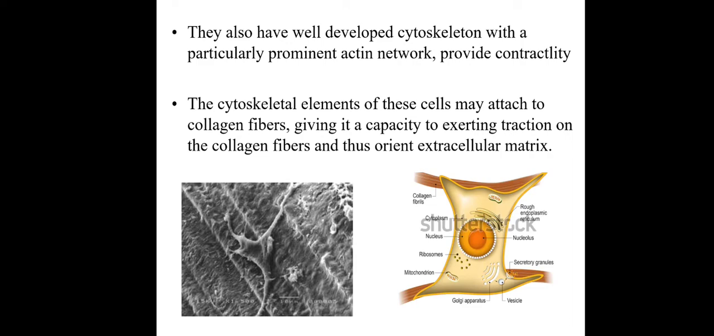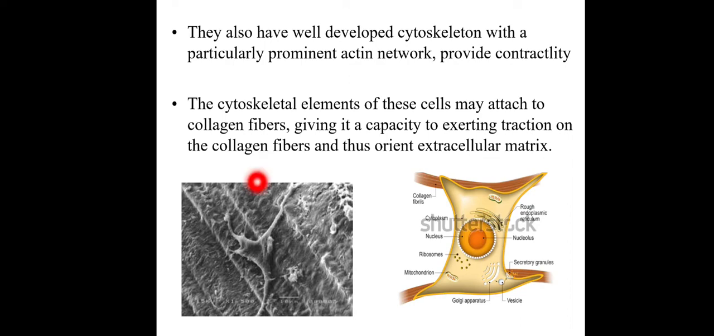The fibroblasts, especially the ones in the periodontal ligament, also have a well-developed cytoskeleton with a particularly prominent actin network, which will provide contractility to the cells. So these cells will be attached to the surfaces of the periodontal ligament fibers.